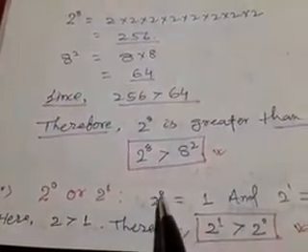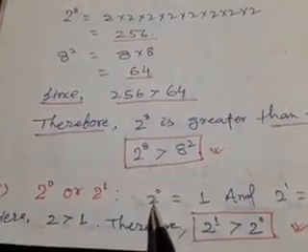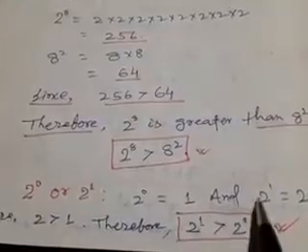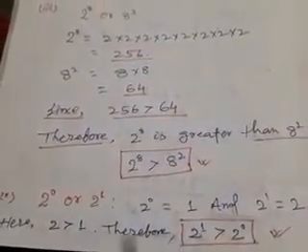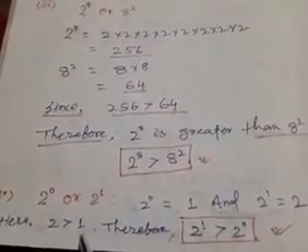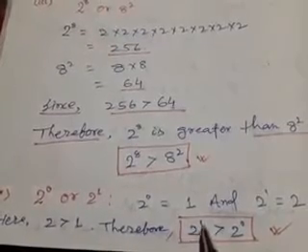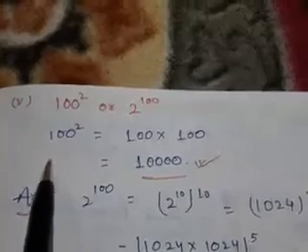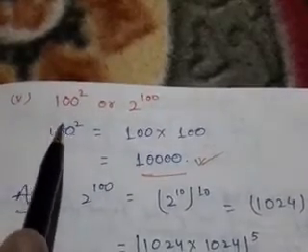Next is 2 to the power 0 or 2 to the power 1. As we know, when we write power 0 on any number, its value becomes 1, and 2 to the power 1 is equal to 2. Here 2 is greater than 1, therefore 2 to the power 1 is greater than 2 to the power 0.